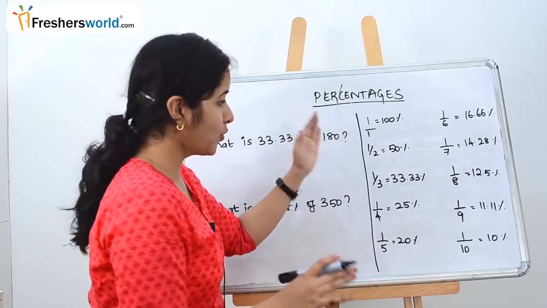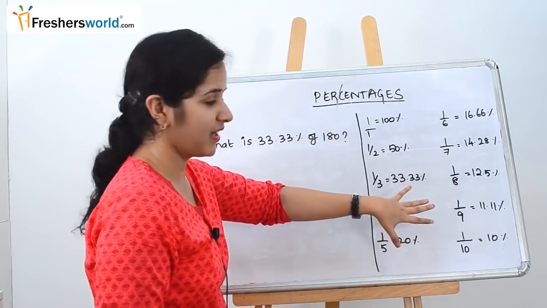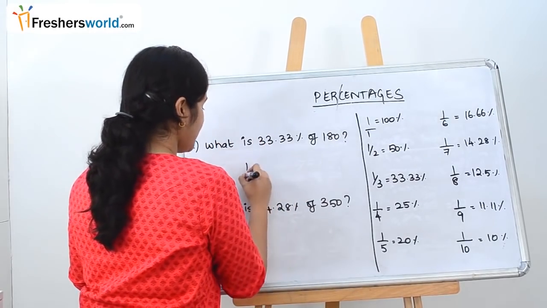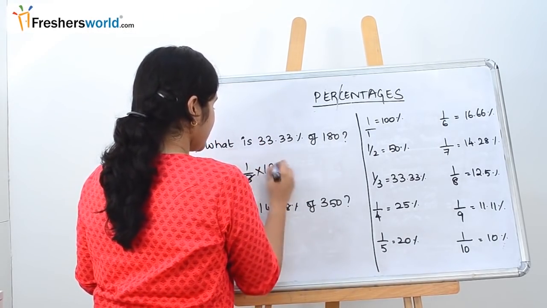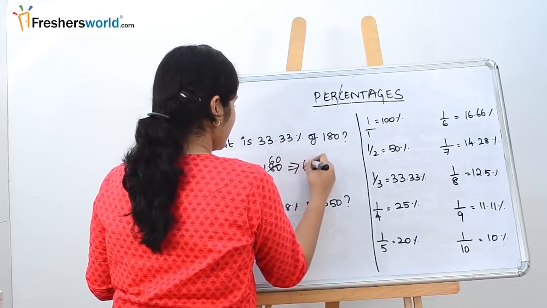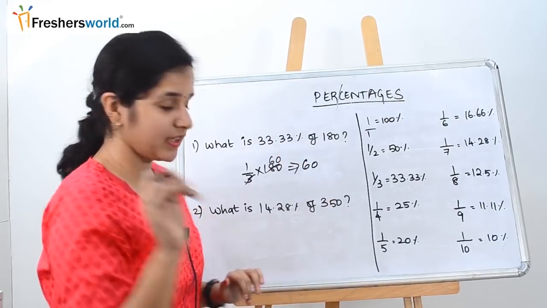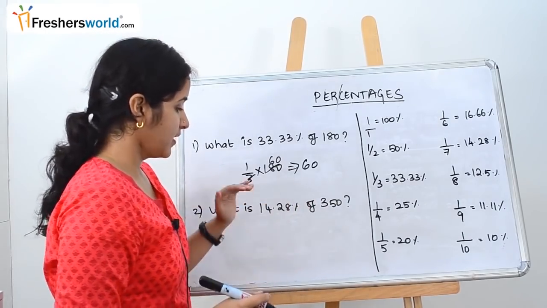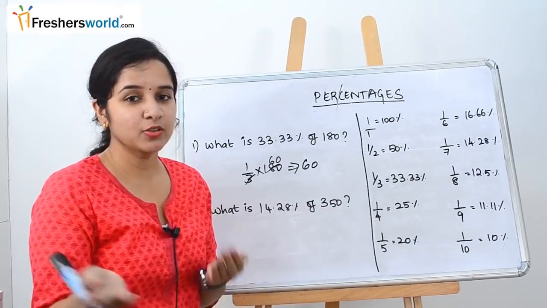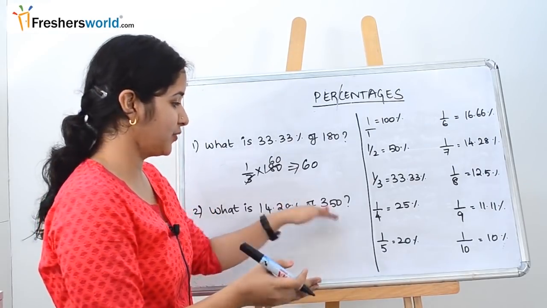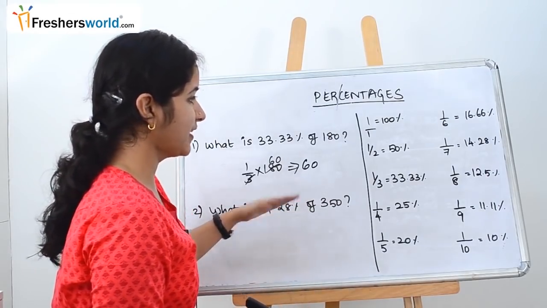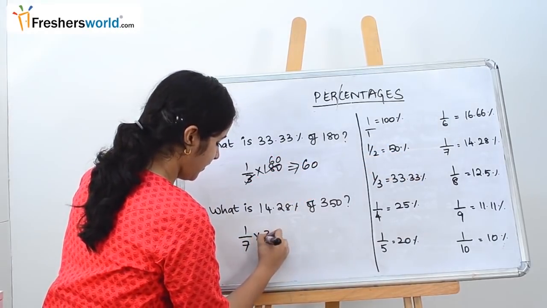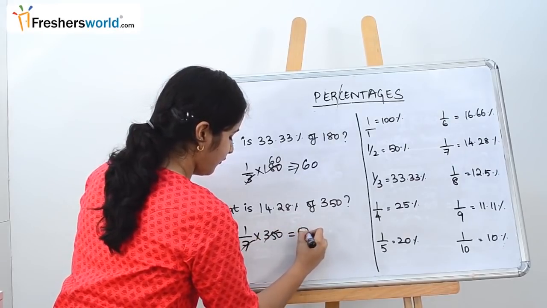If you're a person who knows all these tables by heart, you will know directly 33.33 is nothing but 1 by 3. So 1 by 3 into 180 is nothing but 60. So directly you know it is 60. Let's solve another problem. They have asked us what is 14.28% of 350. Instead of the elaborate method of 14.28 divided by 100 into 350, you know 14.28 is nothing but 1 by 7. So directly you take 1 by 7 into 350, and it's nothing but 50 here.